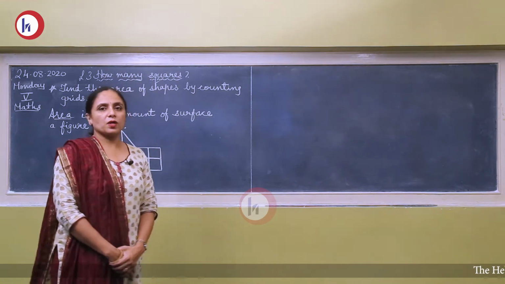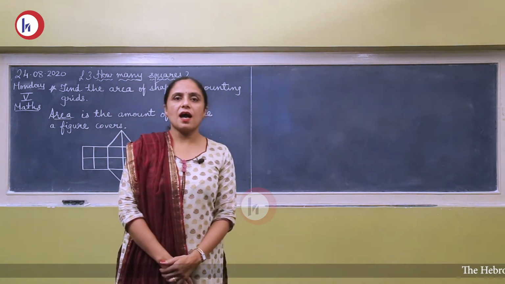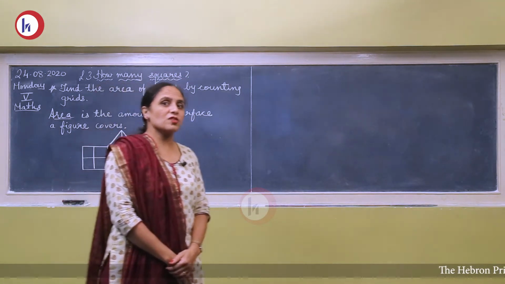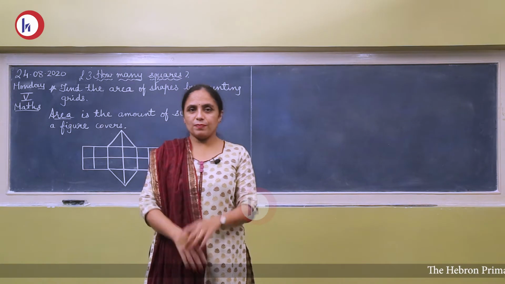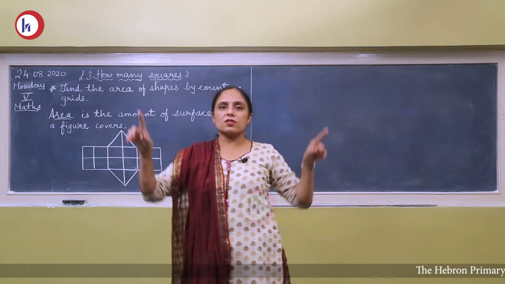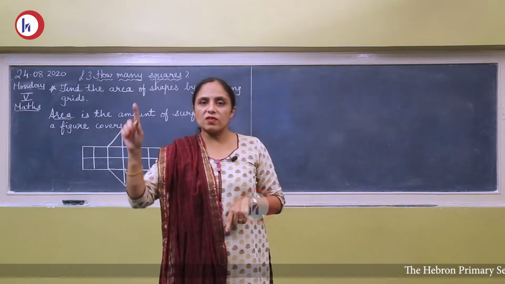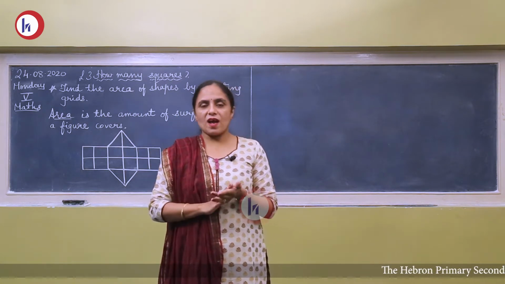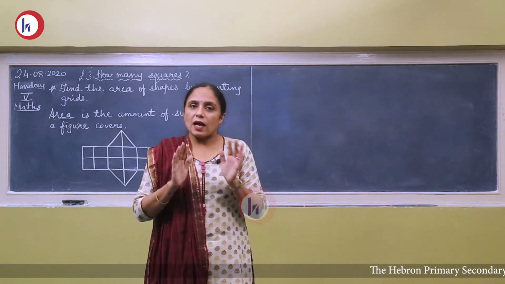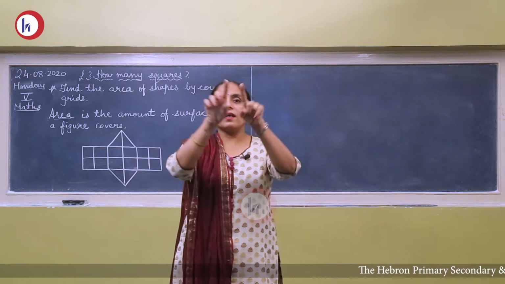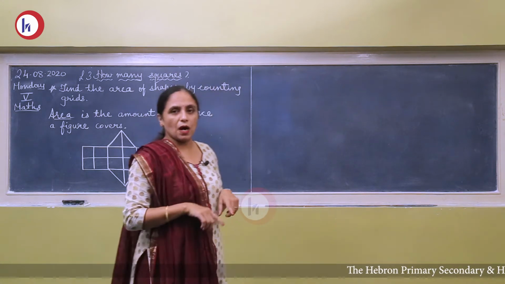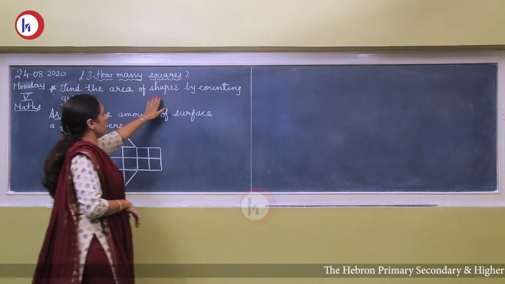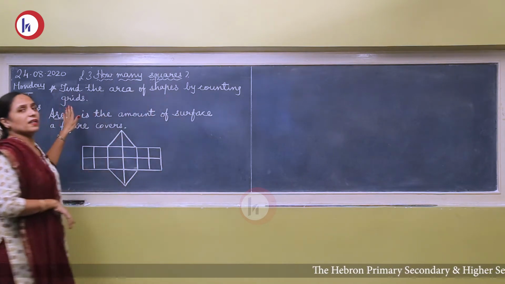Okay, now again, today we are going to start lesson number 3, how many squares in 5th standard maths. In this chapter, last session we did what is perimeter. Perimeter means boundary of the shape, that means outline of the figure. The shape can be any: triangle, square, rectangle, any shape, but we have to find the length of that shape, that means boundary of the shape. Now today we are going to find the area of shapes by counting grids.